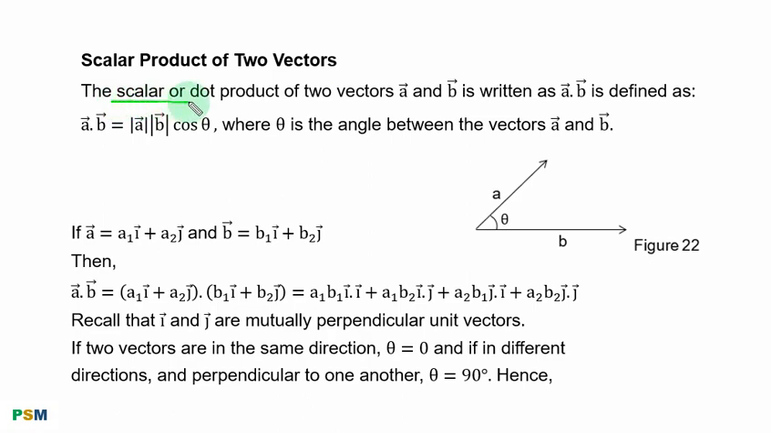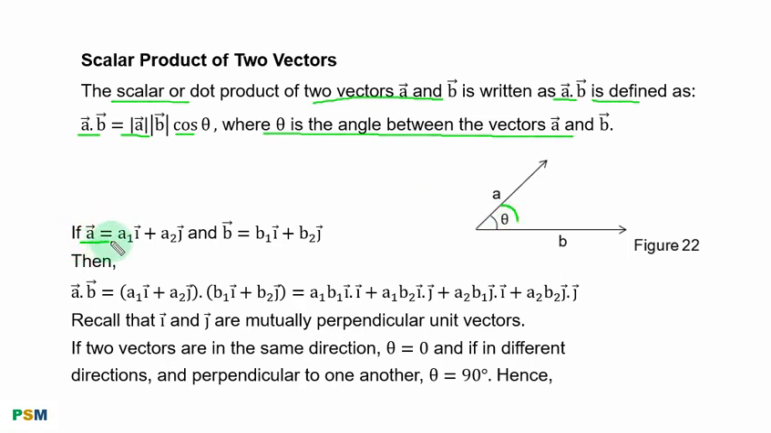The scalar or dot product of two vectors A and B is written as vector A dot vector B and is defined as vector A dot vector B equal to the product of the magnitude or modulus of the two vectors times cos theta, where theta is the angle between the vectors A and B. So you have vector A, vector B, theta, the angle between them.